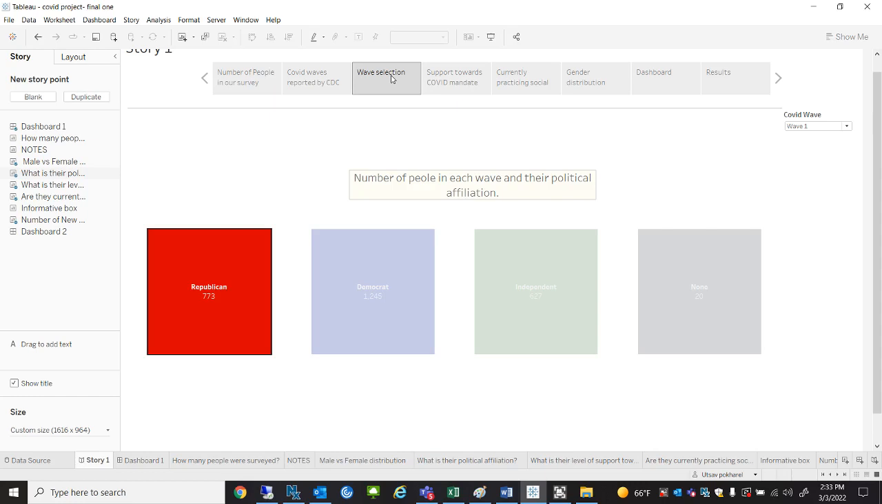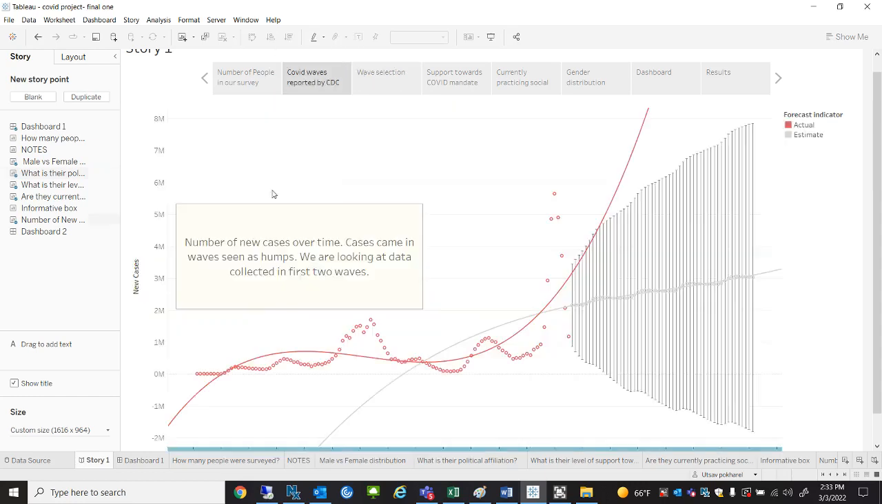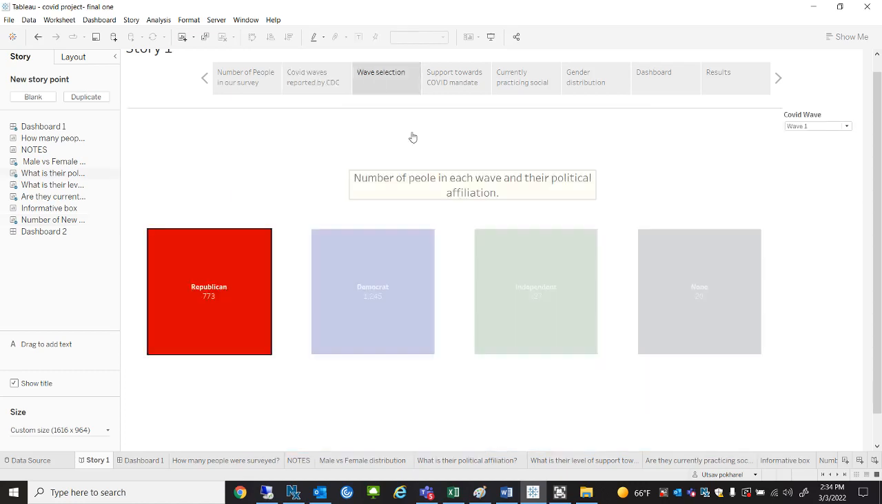What I created: during each wave, when the data was collected, rather than looking at the entire data set, I only wanted to focus on certain aspects of the data set. So I am focusing on how supportive people were of the quarantine that was mandated in the beginning, and, of those people, what their political background is. And this is the next thing.